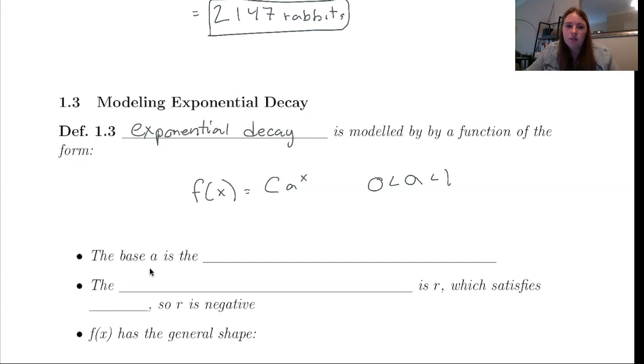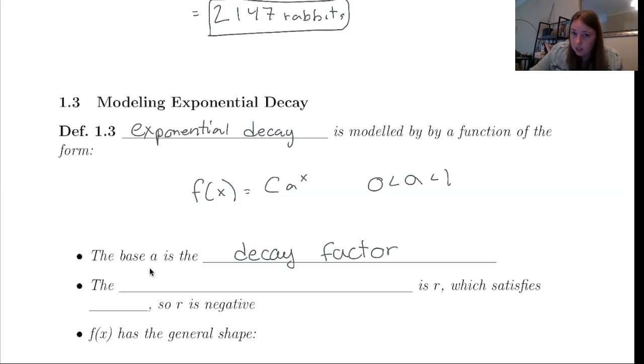There's no application to it. So we only want positive numbers for A. And if it's smaller than 1, it'll be decay, and if it's greater than 1, it'll be growth. All right, so now A, instead of being our growth factor, it's our decay factor, but it's still our factor.